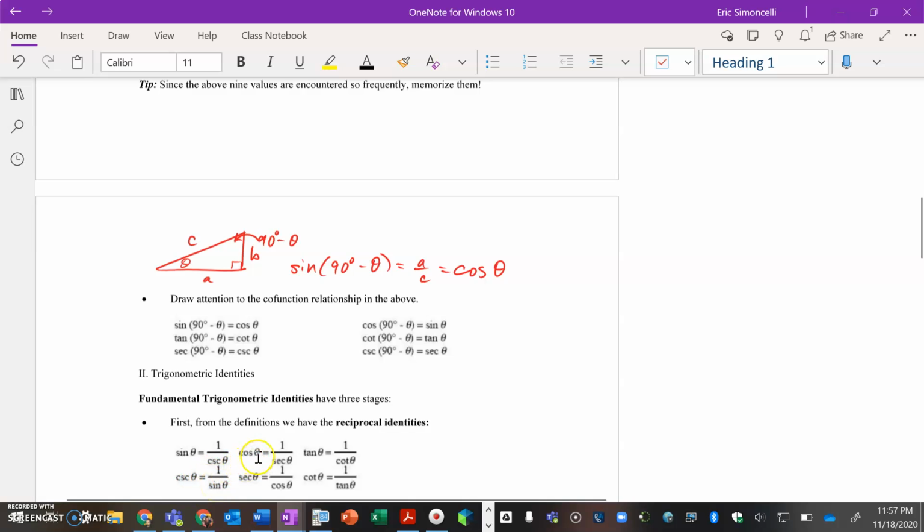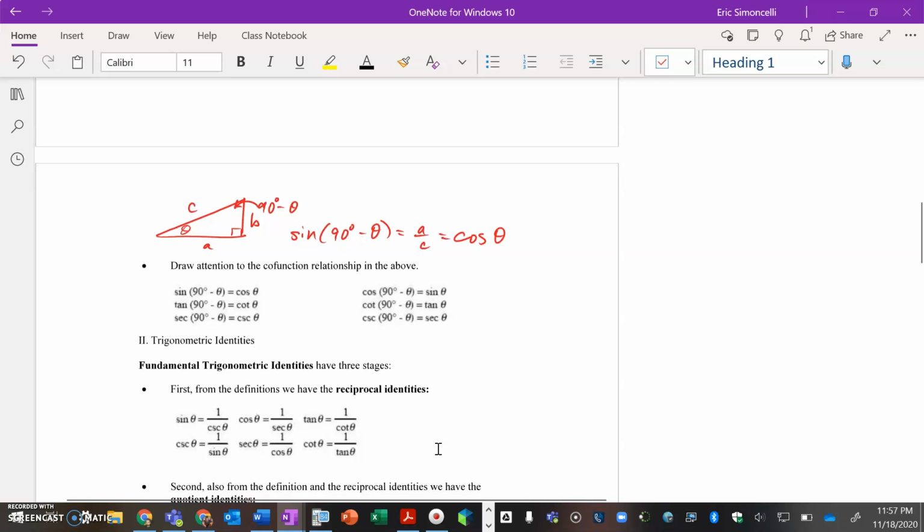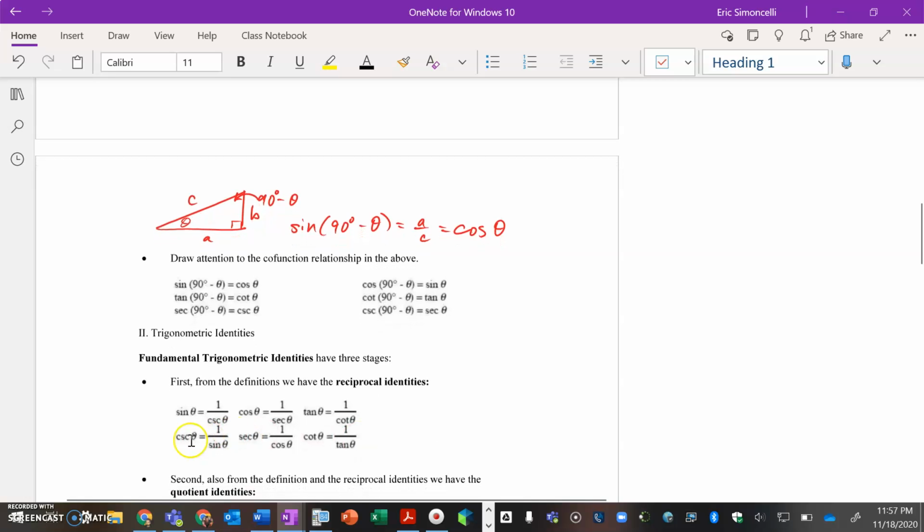Similarly, cosine is 1 over secant, and of course secant is 1 over cosine. Tangent is 1 over cotangent, and of course cotangent is 1 over tangent. You cannot type in cosecant, secant, or cotangent, because there isn't a function for them on the calculator. So if you're calculating cosecant, for example, you must do 1 over sine. Similarly with secant, 1 over cosine, and cotangent, 1 over tangent.